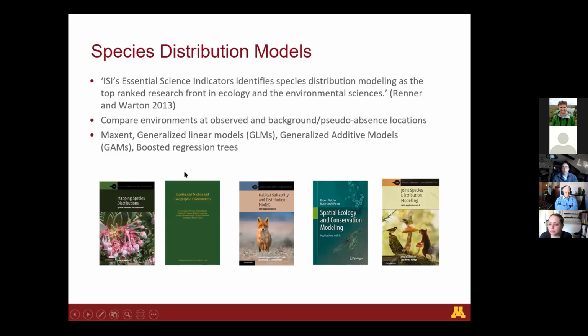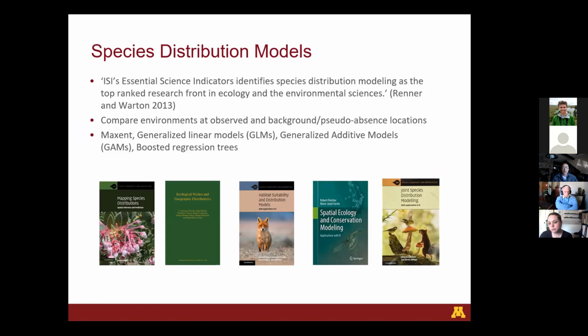So there's been this quote here that I like to reference. It's getting a little bit old, but in 2013, species distribution modeling was ranked as the top research front in ecology and environmental sciences. And I don't think that's changed in the last 7 years.